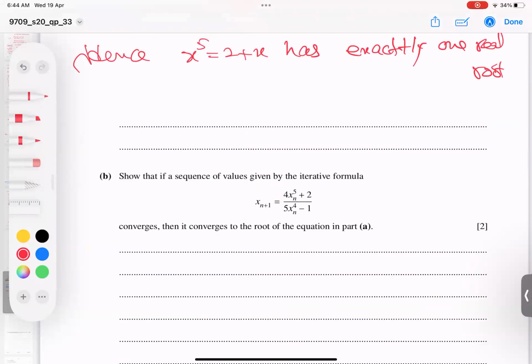In the next part, students, we have to show that the sequence of values given by his iterative formula converges to the root of the equation in part 1. How is it possible that this formula converges to the root of this equation? It is only possible if it has the same root as this equation.